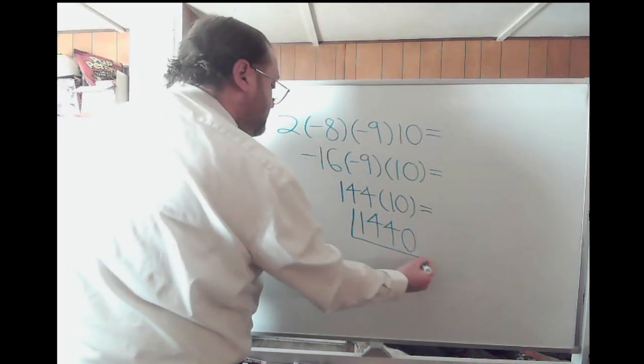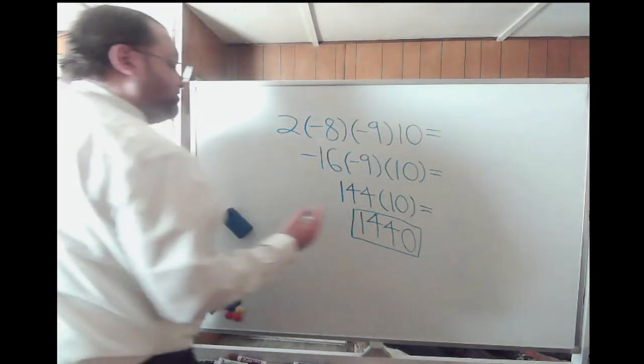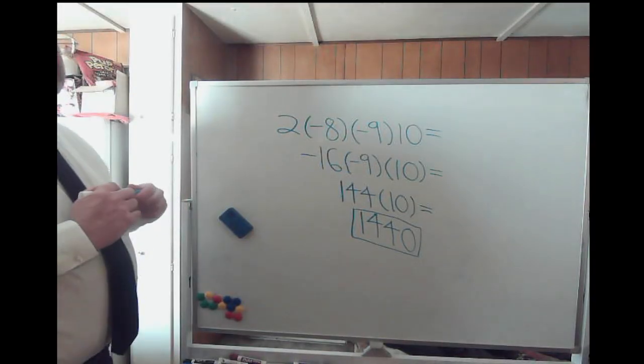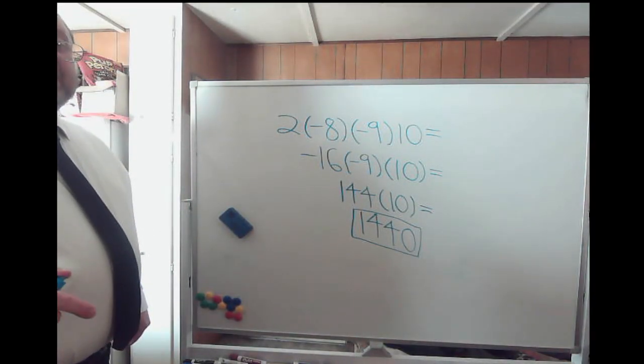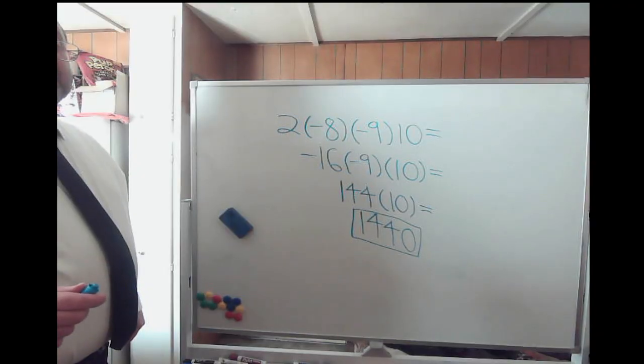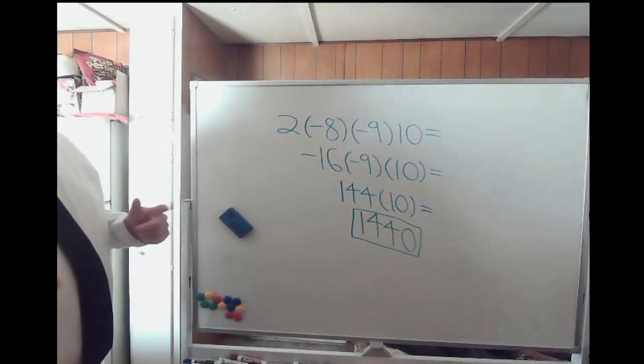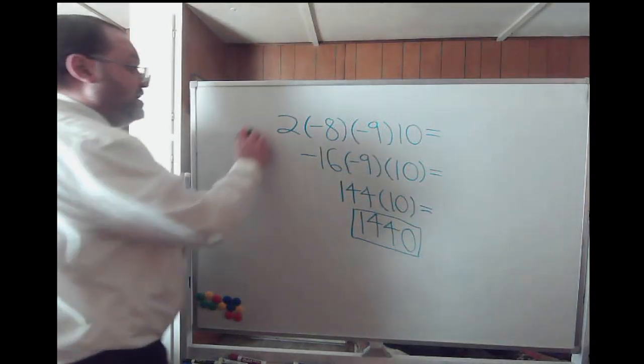So just remember that a positive times a positive obviously is a positive. A negative times a negative is also a positive. And then a positive times a negative or a negative times a positive, both of those would be negative.